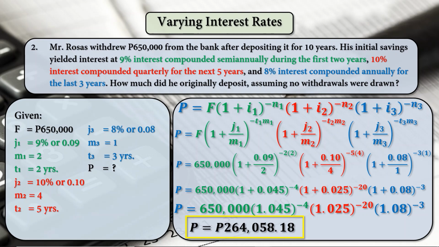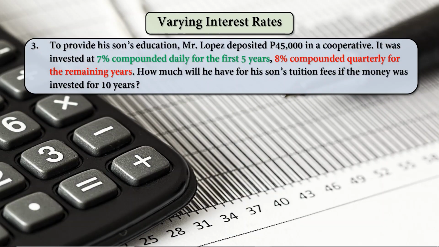Okay, so again, you have to be careful on rounding off decimal numbers, especially in finding for P because our exponents are all negative. For our third example, to provide his son's education, Mr. Lopez deposited 45,000 pesos in a cooperative. It was invested at 7% compounded daily for the first 5 years, 8% compounded quarterly for the remaining years. How much will he have for his son's tuition fees if the money was invested for 10 years?